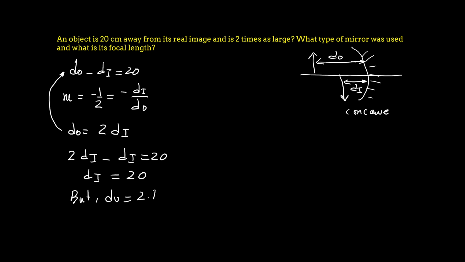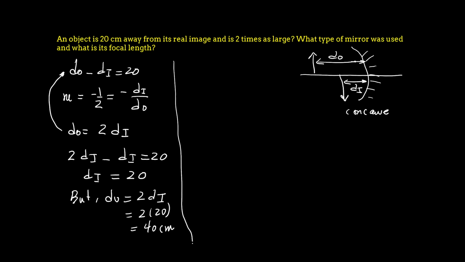But DO is twice DI, which is 2 times 20, which is 40 centimeters. So just from this information that we were given, we were able to find DI and we were able to find DO, okay? And for this configuration, we got DO to be 40 centimeters and DI to be 20 centimeters.